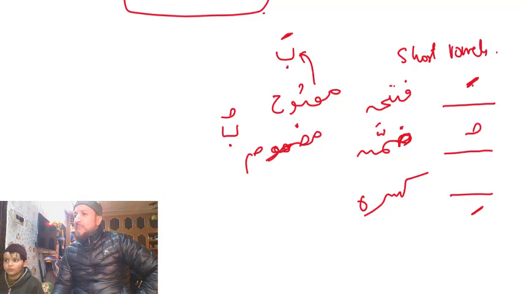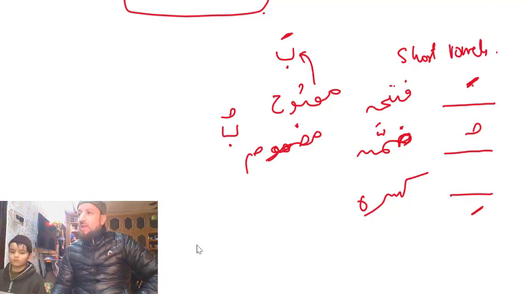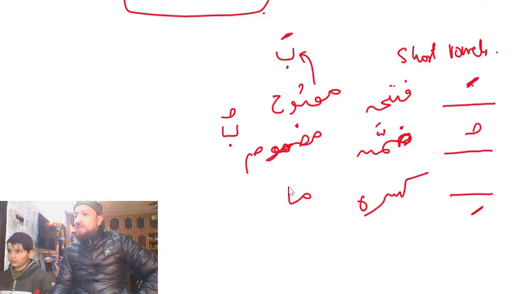Similarly with the kasra, if a consonant has a kasra on it, it's called maksur. It's called what? Maksur.